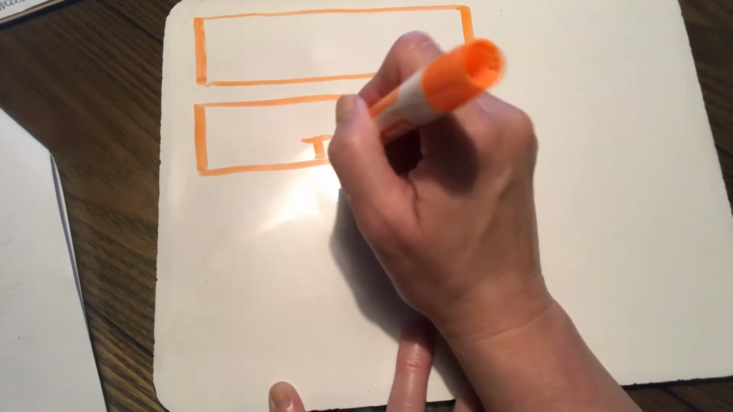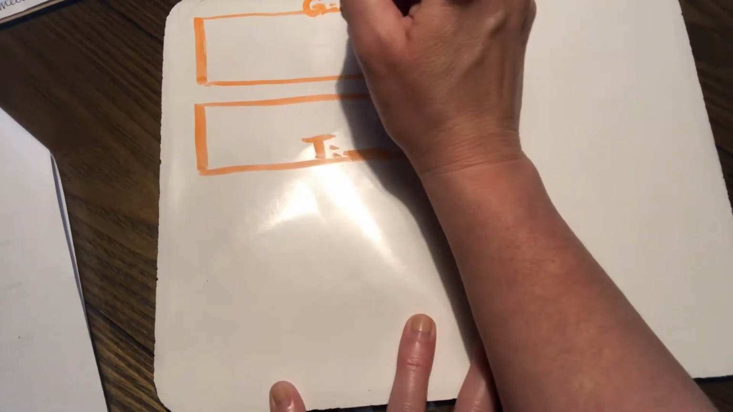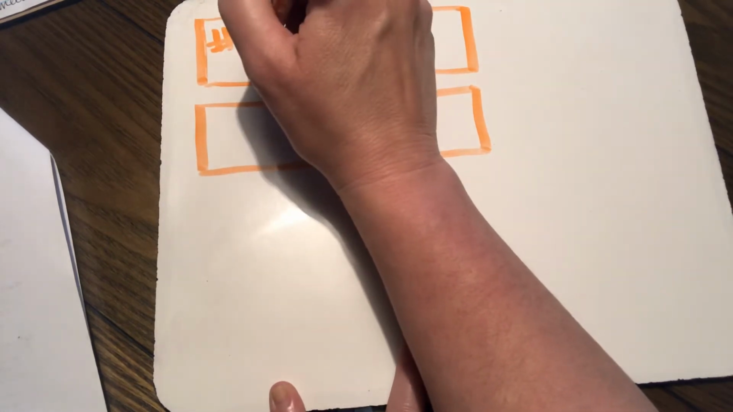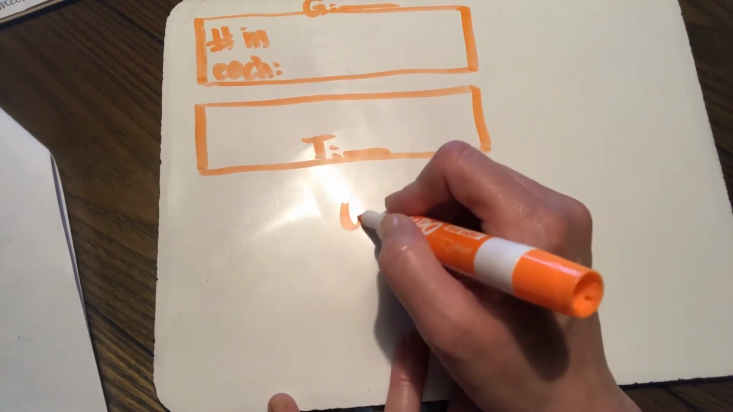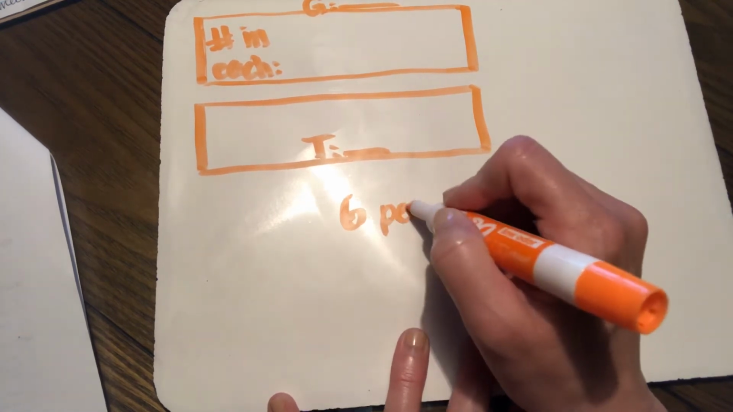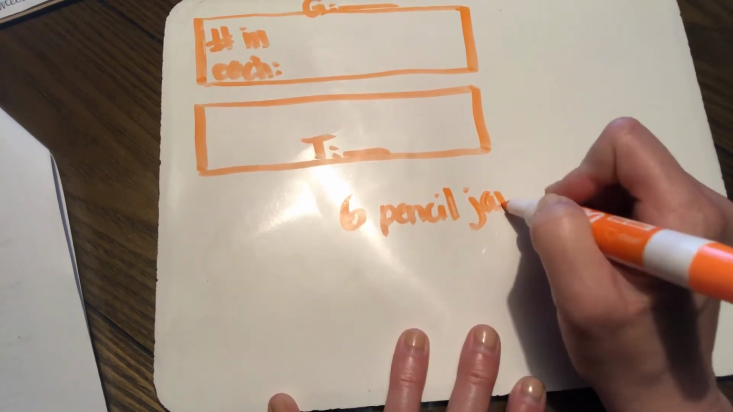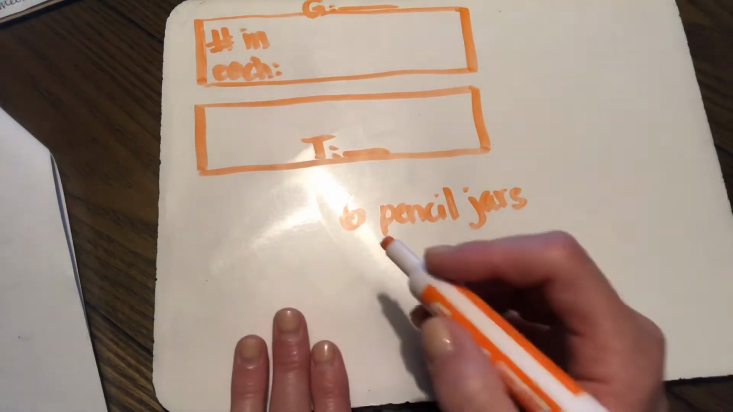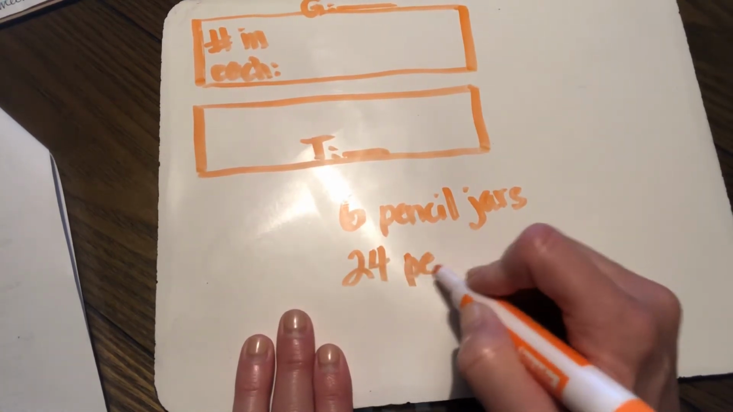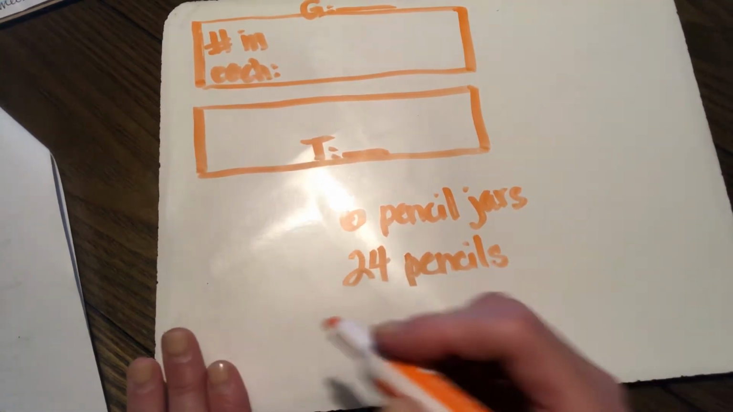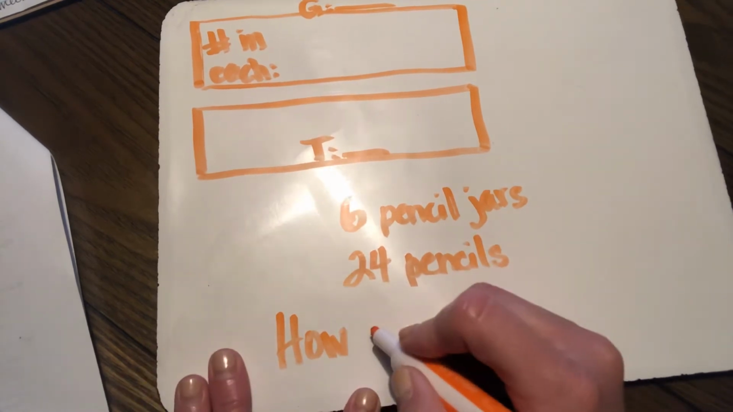All right, we got our T for total, our G for groups, and the number in each. All right, here is our story. So after the kids had the books arranged, the librarian asked them to collect all of the pencils lying on the tables and the floor and divide them evenly into 6 pencil jars on the supply shelf. So 6 pencil jars. They picked up 24 pencils. And I want to know how many pencils did they put in each jar?